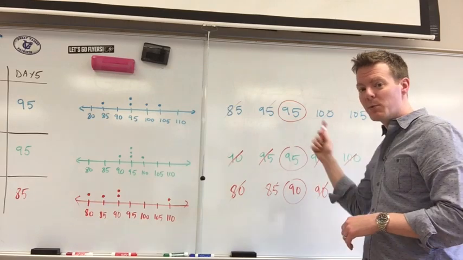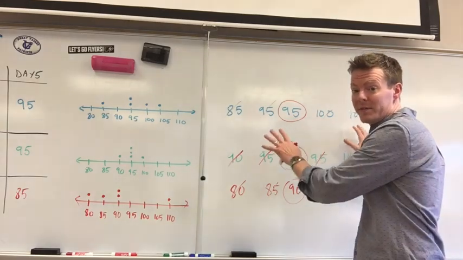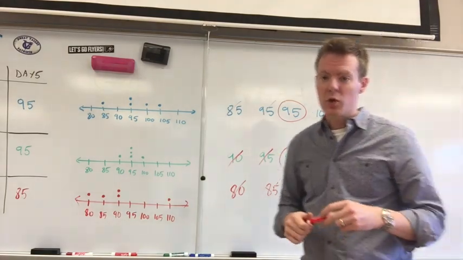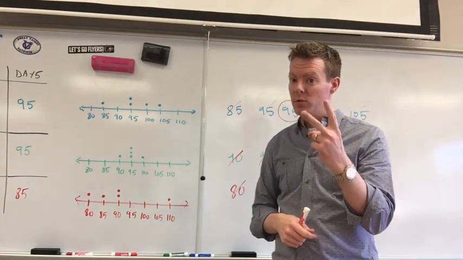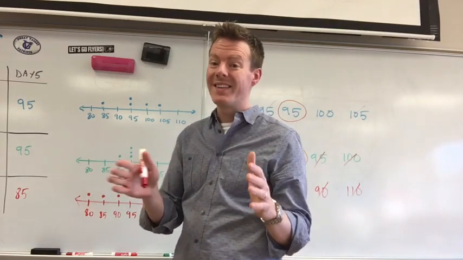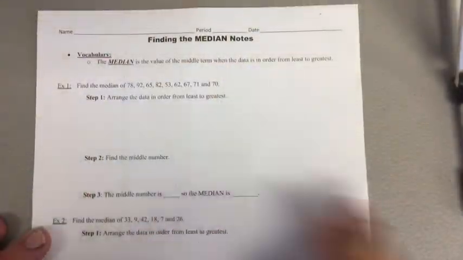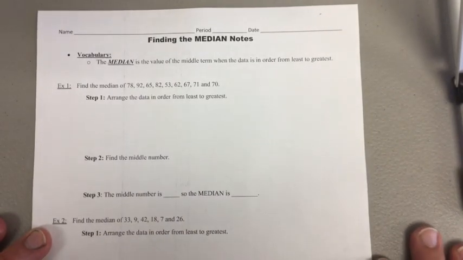Now median's easy when you have an odd number of data because you're always going to have one number in the middle. Mr. Stewart will show you what to do when you have two numbers in the middle and there's an even set of data. Take a look.